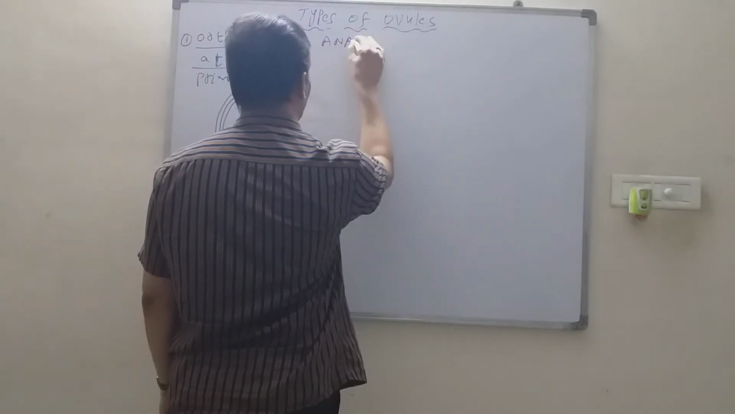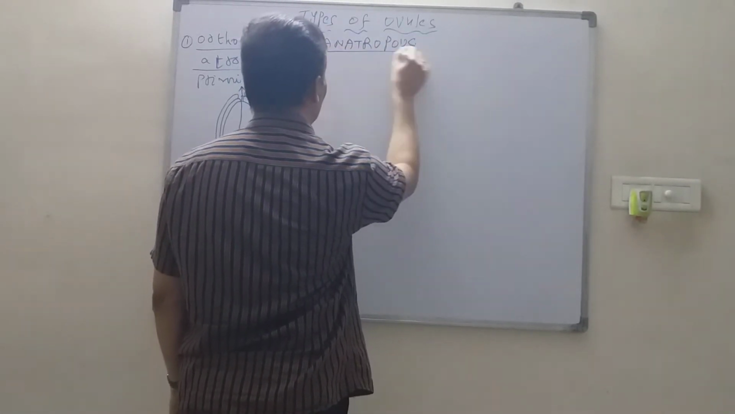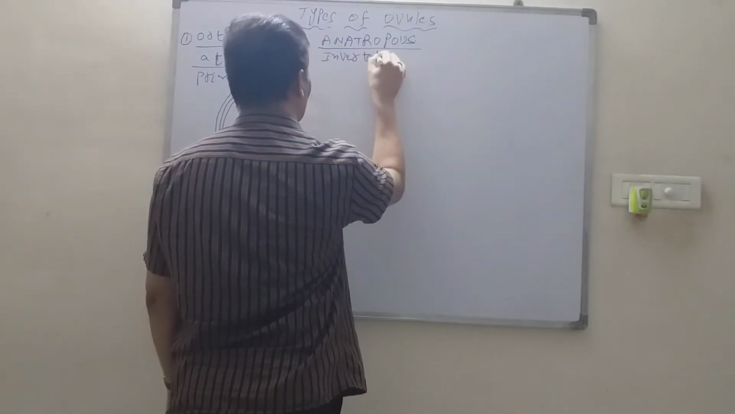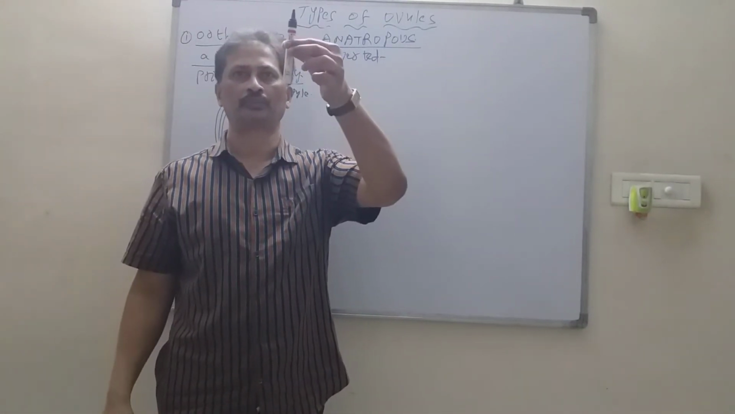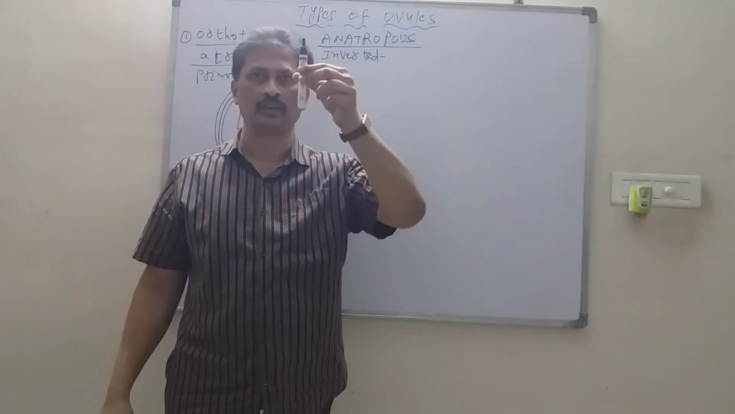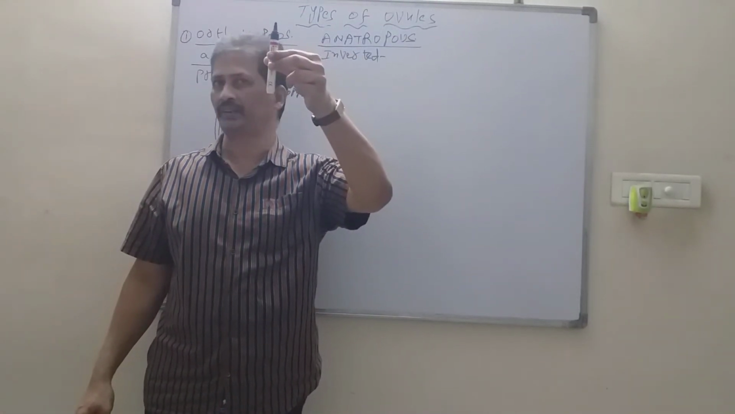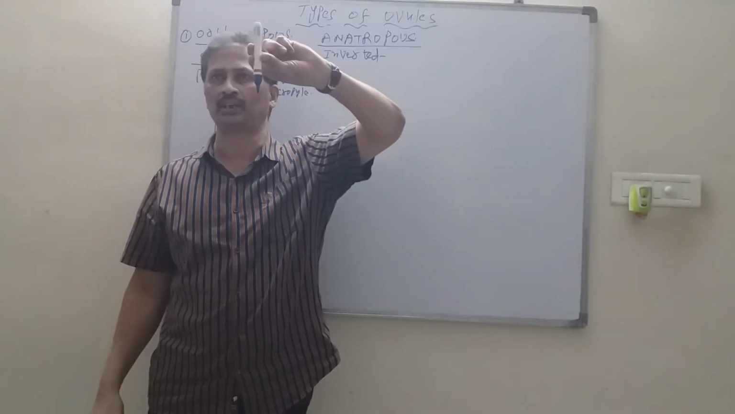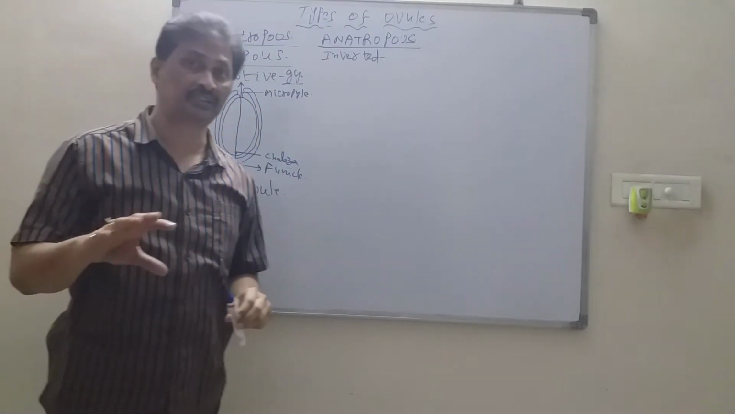And the second category is called anatropous. Anatropous ovule is also called inverted. What is the meaning of inverted? Suppose a pen is like this, and if it rotates like this, that is called inverted. Here, in the first position, the body of the ovule is straight. But in the second condition, the body of the ovule rotates in this way, completely into the reverse position. So this type of ovule is also called the inverted ovule.